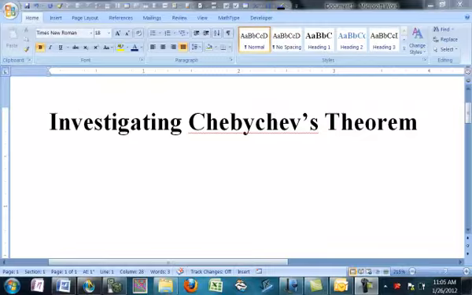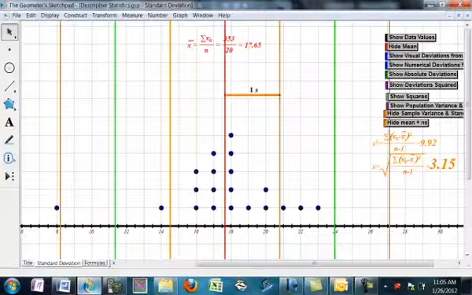Now, Chebychev's theorem gives us a way to give a measure of relative standing, sort of, that is based on knowing the mean and the standard deviation. It's also related to z-scores, so we're going to talk a little bit about z-scores and Chebychev's theorem. Now, to do this investigation, we're going to look at this sketch here.